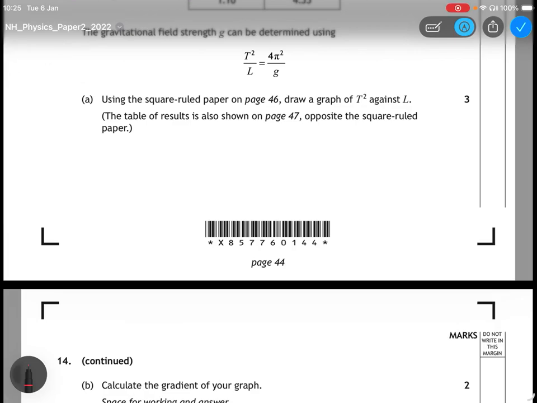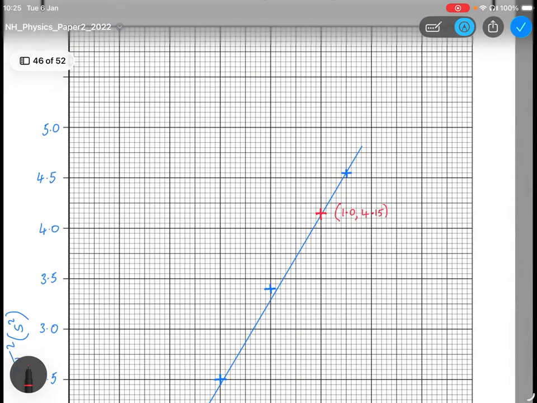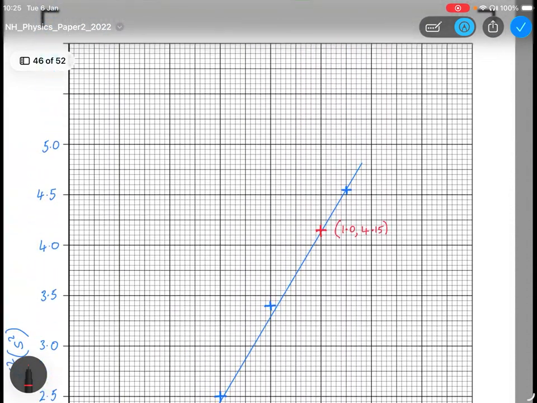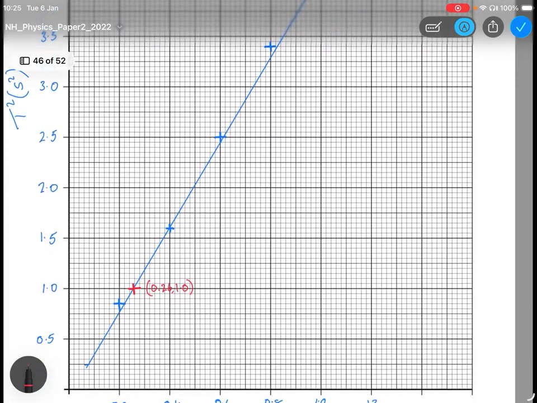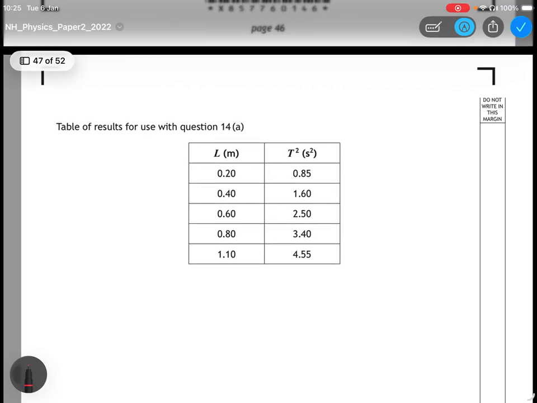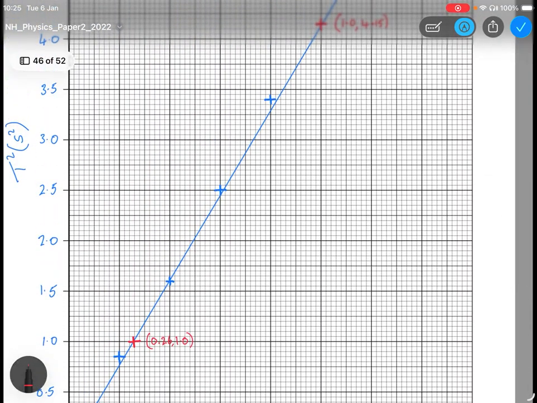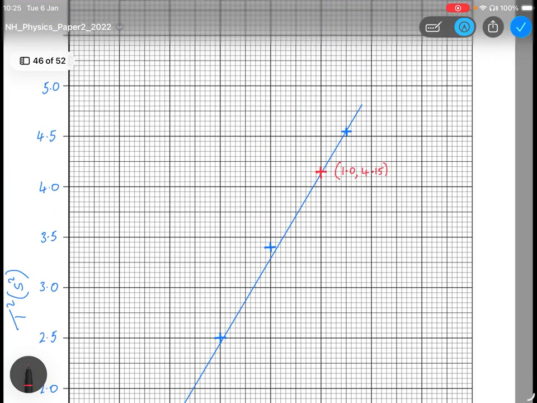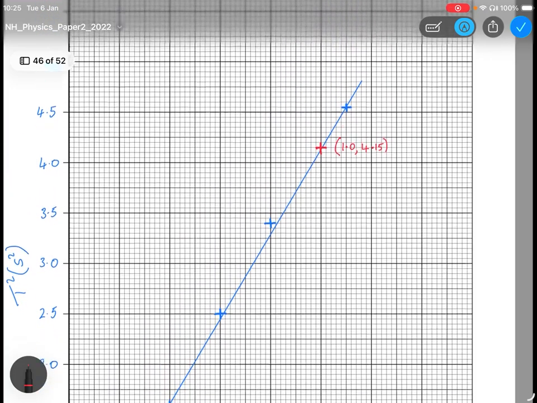Part A, draw your graph. This is worth 3 marks. So remember, you're chasing those 3 marks. So let's look at the graph. It seems a bit strange the way they've put graph paper miles away, but that's because they've got the graph paper on the left of the book and the results table on the right of the book, so you don't have to keep flicking. Right, you've got your graph here.